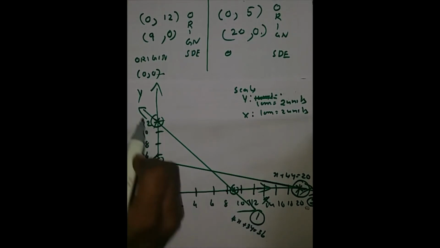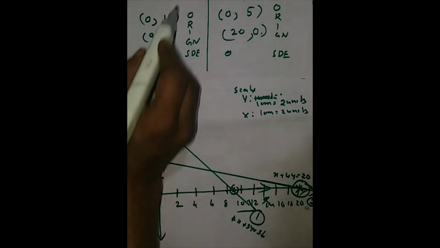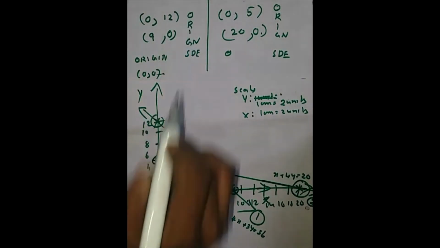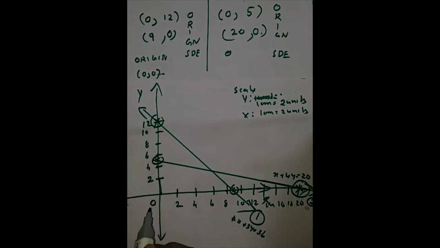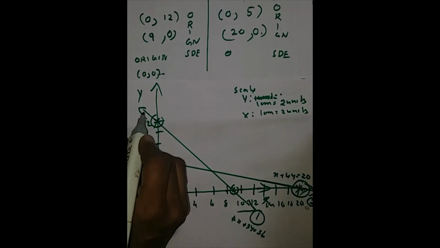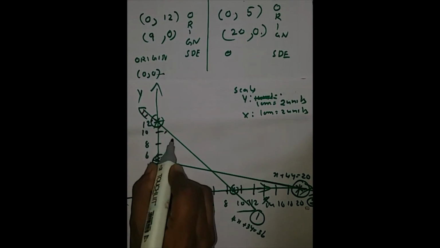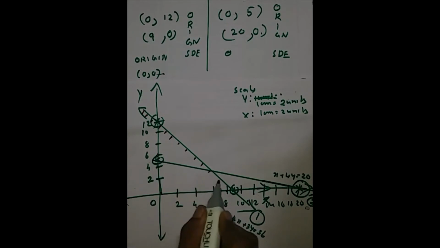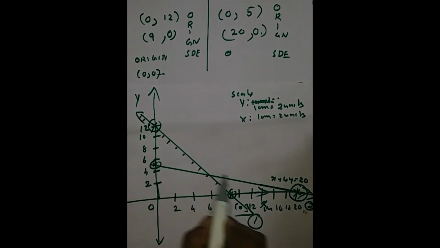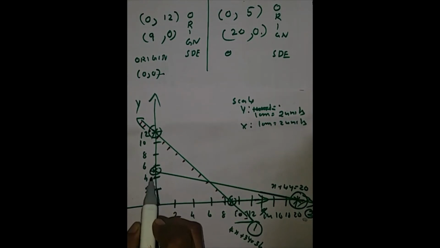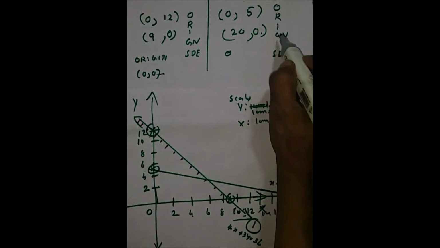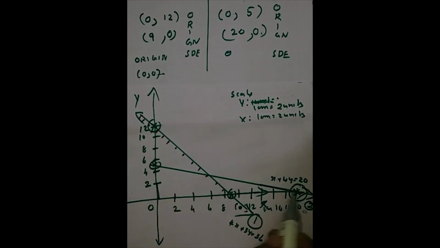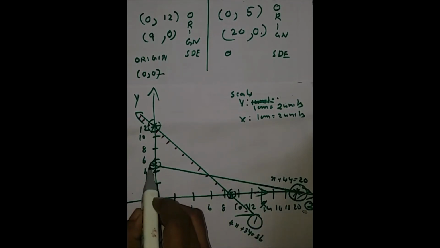So equation number 1 is this line. Equation number 1 is origin side. The origin is here, so the origin side is the downward portion. Equation number 2 is this line. That also is origin side. For equation number 2, the origin is here, so the downward portion.